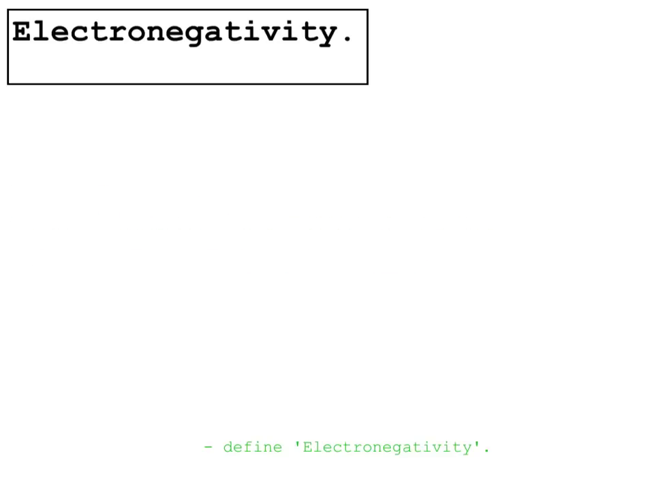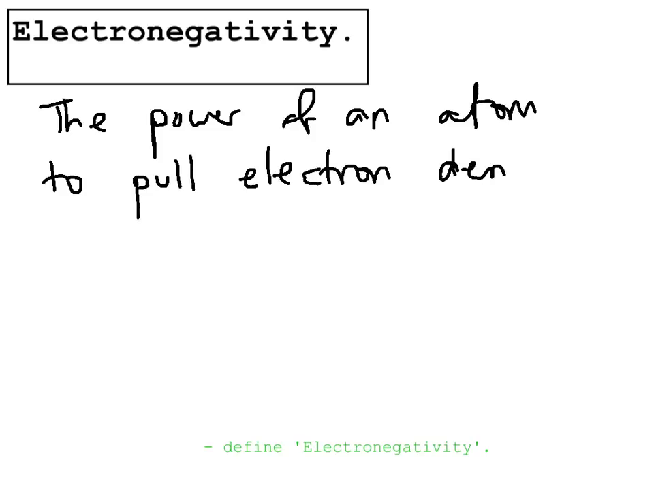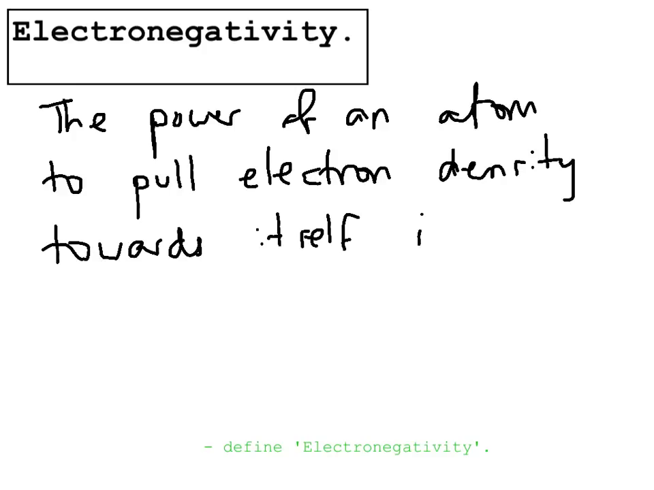So electronegativity is one of those words you have to be able to define, and it's always worth 2 marks. So the full definition is: electronegativity is the power of an atom to pull electron density or electrons towards itself in a covalent bond.